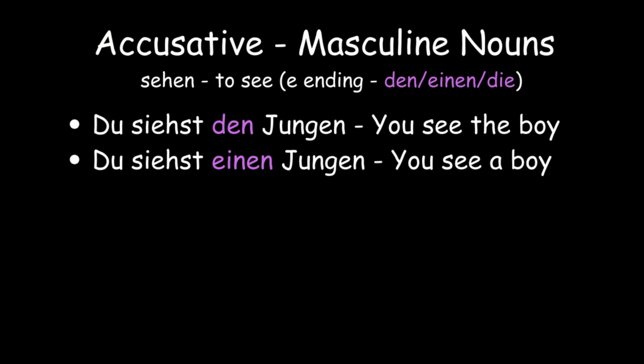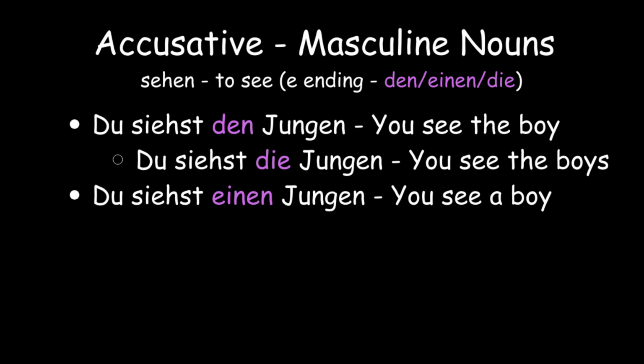Du siehst den Jungen. Du siehst einen Jungen. To pluralize it, change the article. Du siehst die Jungen. These sentences are accusative because Jungen is the direct object. However, Jungen is the same when singular and plural, and it's done on purpose because of a notable exception.